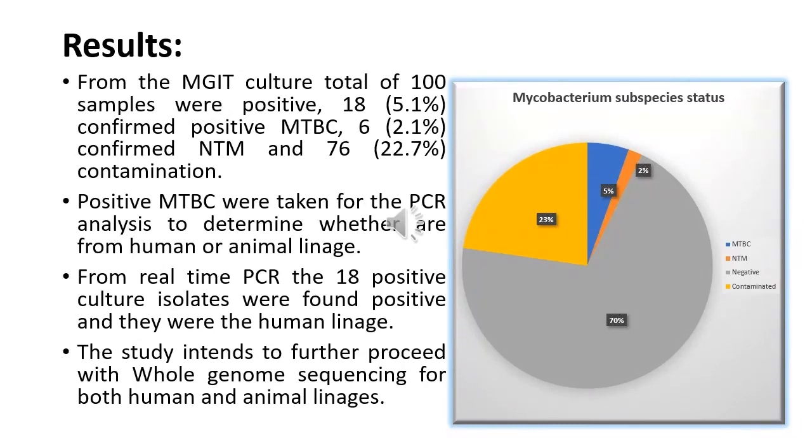The study intends to further proceed with whole genome sequencing for these human lineage samples. And as I explained before, our hypothesis was mainly on the extrapulmonary samples. I think we didn't get the animal lineages because we didn't get enough extrapulmonary samples. So these are the species we got, MTBC, NTM, and the others.